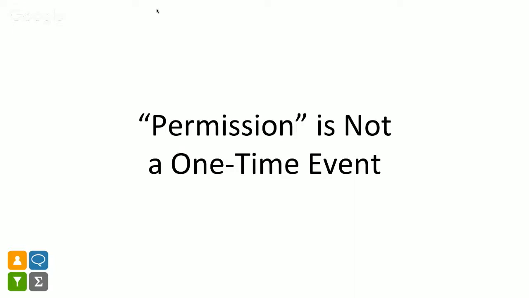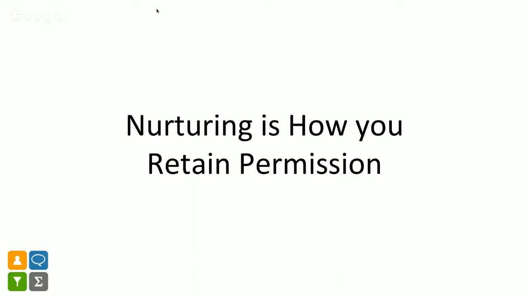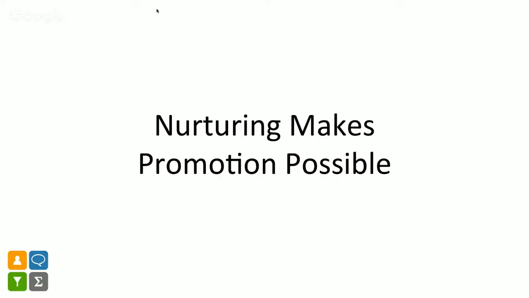If they opt in and they don't like your emails, they're going to opt out. And you have to allow them to opt out. It's the law. All right? And so permission is something that you get every time you email. And nurturing is how you retain that permission. By giving them something of value, they don't want to opt out, because then they would lose those things of value. That's what makes promotion possible, because as long as they're opted in and as long as they're opening your emails, now they'll open your promotional emails as well.